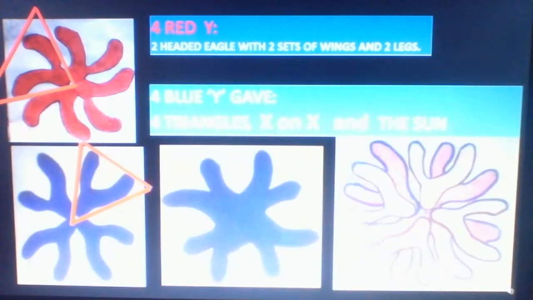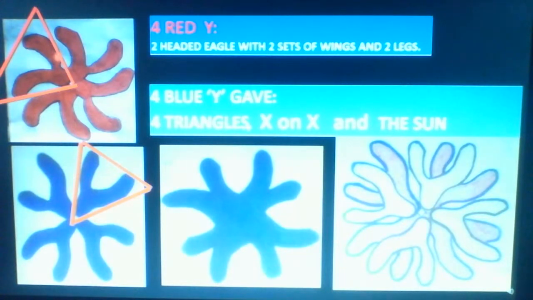Now, using 4 red, only with this beast form can you get something you can interpret as a 2-headed eagle with 2 sets of wings and 2 legs. Now, this red beast, Y-shaped, also forms the same complexes as the blue colored one. All right, it gives 4 triangles like I've shown. It gives S on S. I call this S on S, you can see. And then you get your sun.